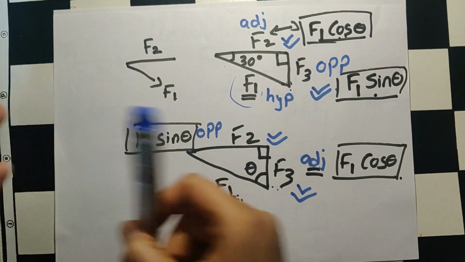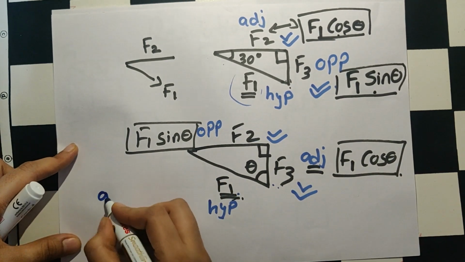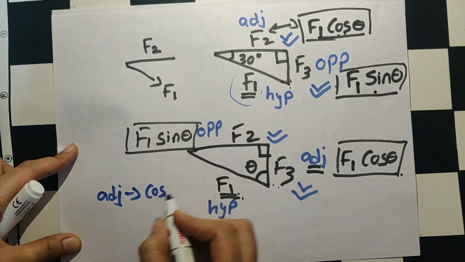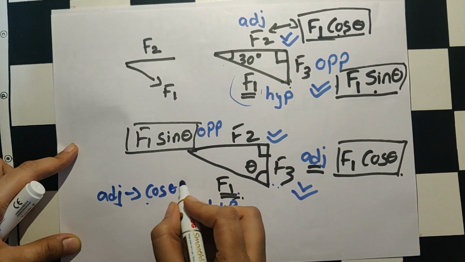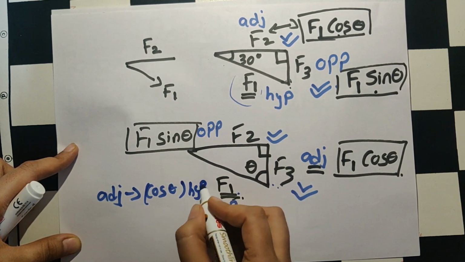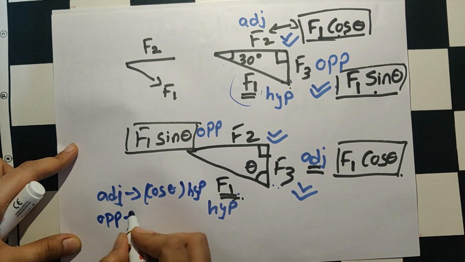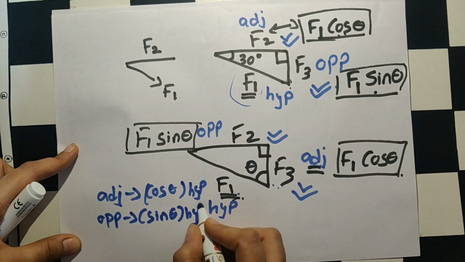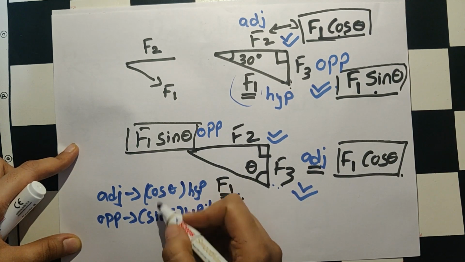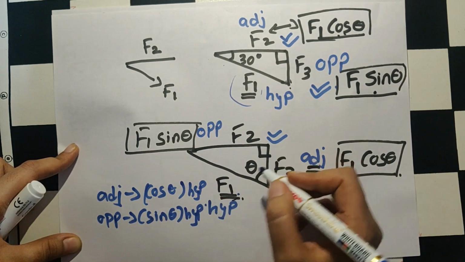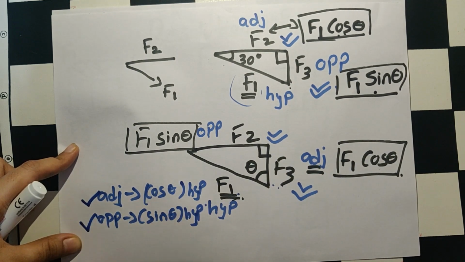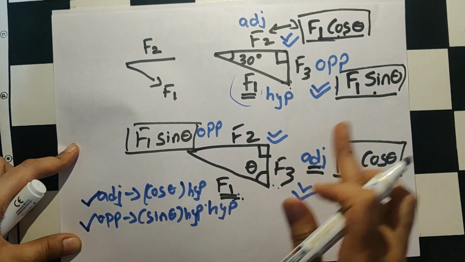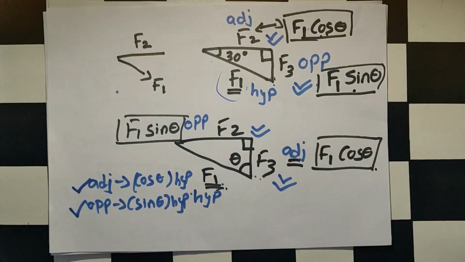Always remember that your adjacent side is your cos component. Cos component of what? Of the hypotenuse. And your opposite side is the sine component of the hypotenuse. Only this makes the difference. You just have to find which component is adjacent and which component is opposite. Adjacent will always be your cos theta and opposite will always be your sin theta.